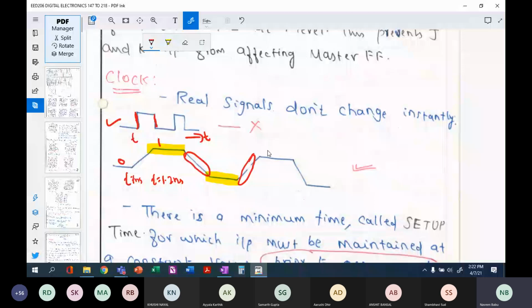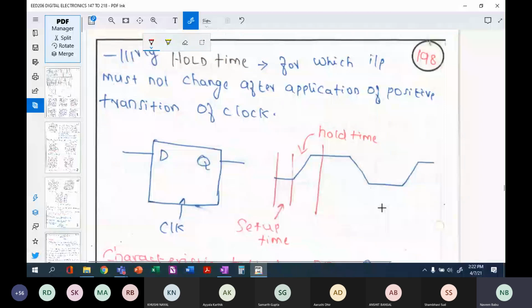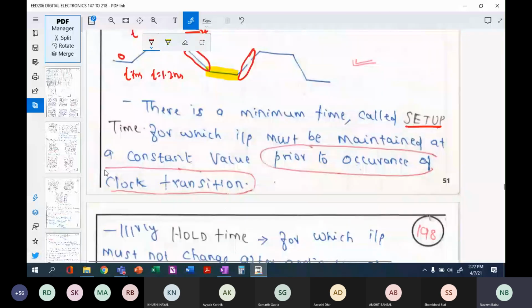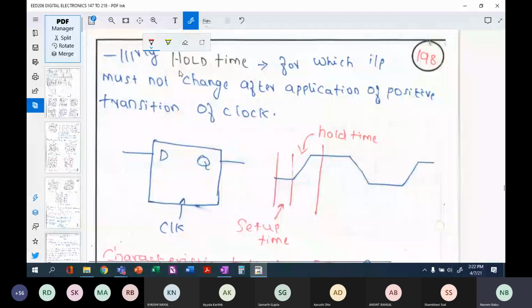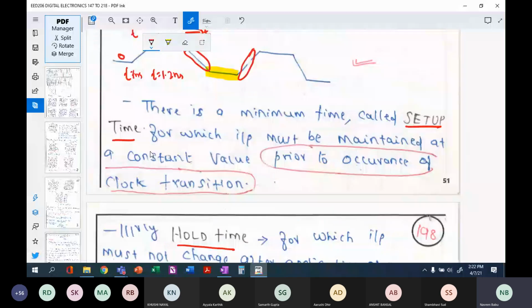Okay. And there are definitions to understand this particular clock also. We define two times here. One is called the setup time. These are definitions, and the other is called the hold time. What are the hold time and setup time? Before your transition starts, the stable time that you witness is called the setup time. Maybe we can go to the definition here. There is a minimum time called the setup time, for which the input must be maintained at a constant value prior to occurrence of the clock transition.